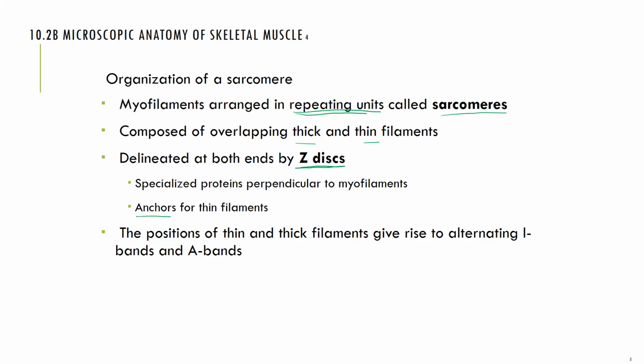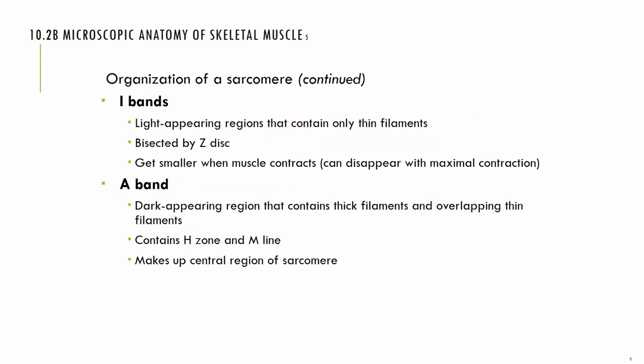And then the positions of the thick and thin filaments within a sarcomere give rise to the alternating light and dark bands, or I bands and A bands. The I band is the light region, and it's only going to contain thin filaments. Because it only contains thin filaments, it's not as thick, so it's not as opaque, and light is able to pass through it better. And so that is our light-appearing region. So we can say the I band is the same as the light band.